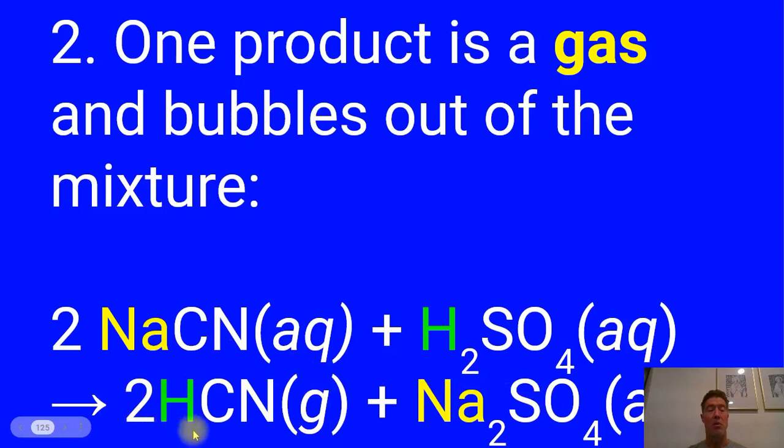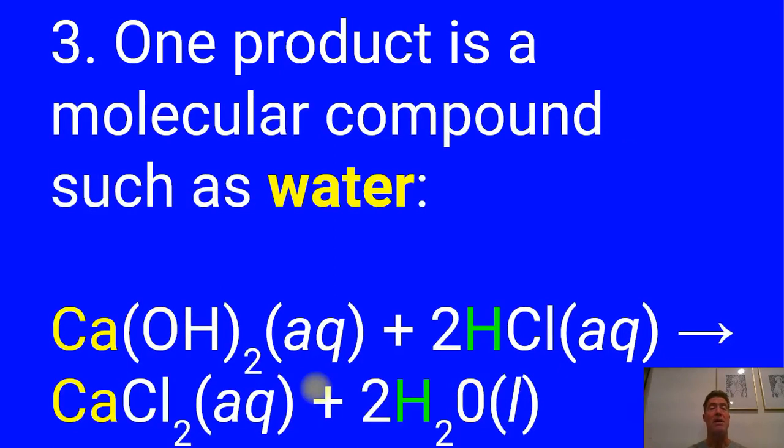And HCN is a gas, and this will come out of the aqueous solution. The sodium sulfate stays in aqueous solution. It stays dissolved. Don't see it. No change. No detectable change. But the gas bubbles out of solution. So if you form a precipitate, that indicates a double displacement. If you form a gas, that indicates a double displacement. And the third is one of the products is a molecular compound like water.